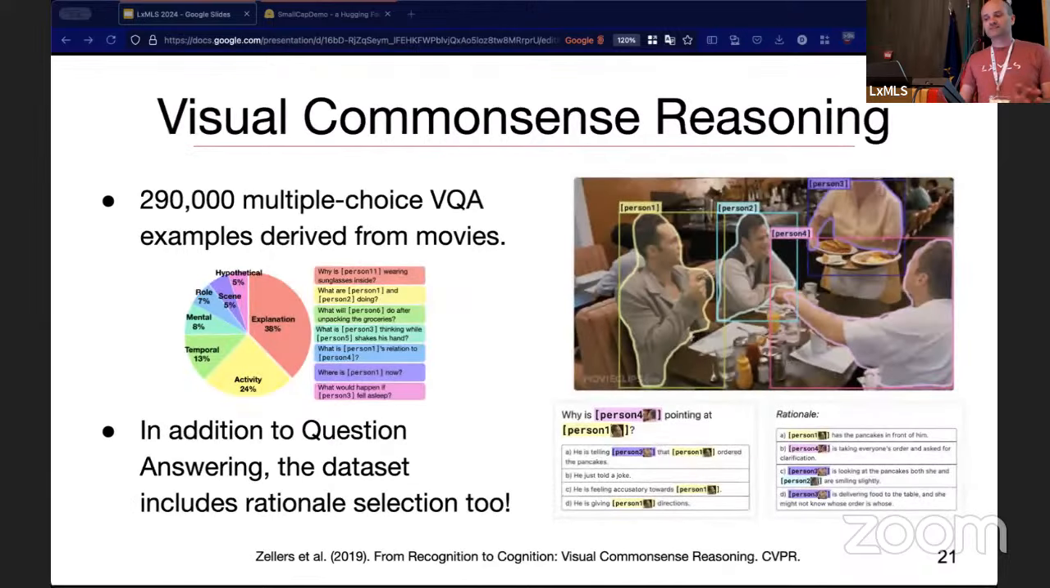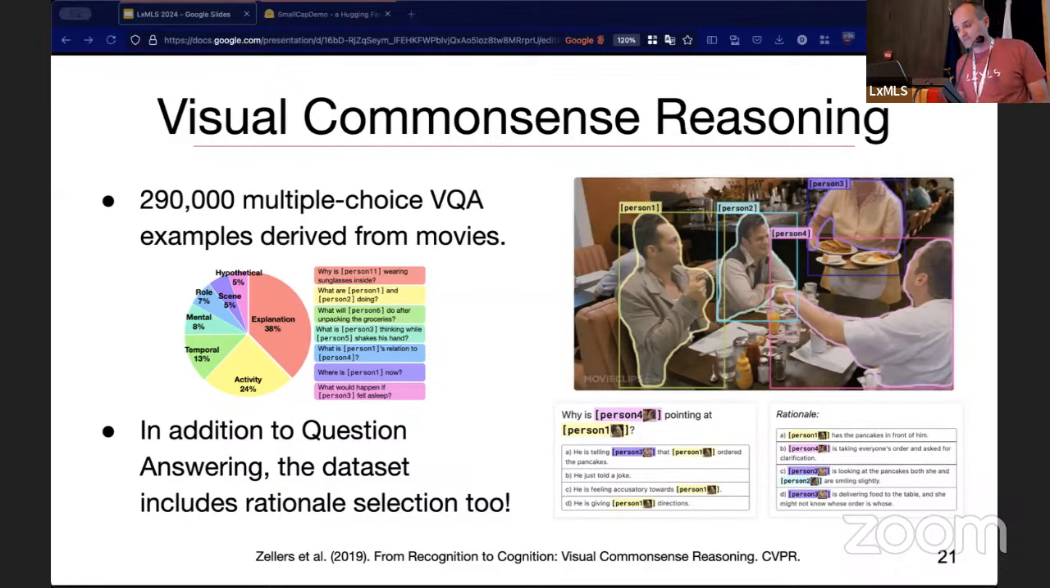There's also a task called visual common sense reasoning, where we have images sampled out of TV shows and movies. And these are paired with multiple choice questions in a VQA style, covering a wide range of question types. And systems are also challenged to explain a rationale. And so in this image you see on the right-hand side, an example question would be, why is person 4 in the foreground pointing at person 1?